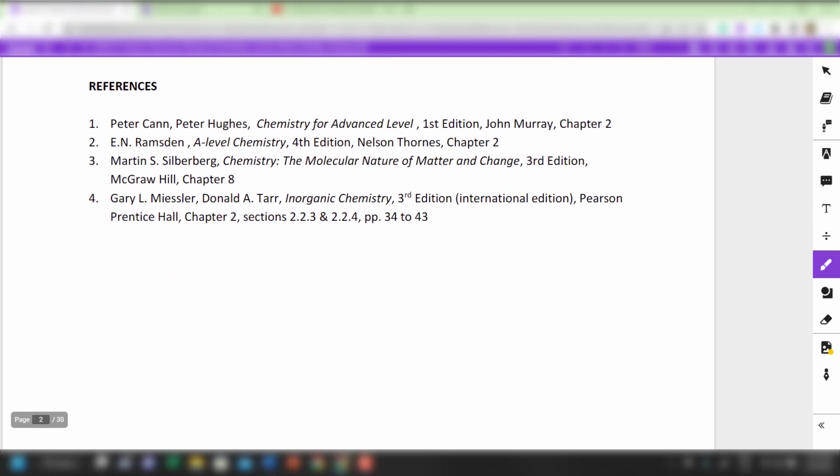So if you are interested in finding out more, okay, you're just not too happy with the H2 curriculum alone, you want something more rigorous, yeah, feel free to look at them, especially on the references beyond A levels. So the first 2 are on A levels. If you wish to, you can move on to look at the Chemistry, The Molecular Nature of Matter and Change by Martin Silberberg. Okay, we have a lot of copies of this text in our library, so please go and borrow them and look through them on your own.